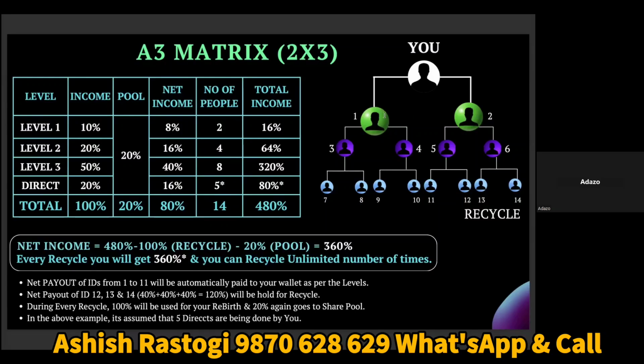That means if somebody is placed on this green slot and he is sponsored by you, your total income will be 30%. If the same person is placed on this purple slot, then your income will be 20% for the level and 20% for the direct. That means your income will be 40% from the same slot. And if these 6 positions are filled, and he comes from any position from 7 to 11, then you will get 50% for level 3 and 20% for direct. That means your total income will be 70%.